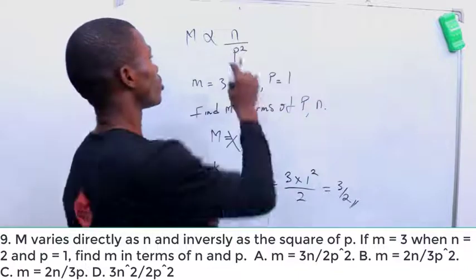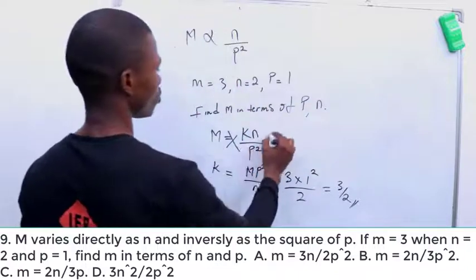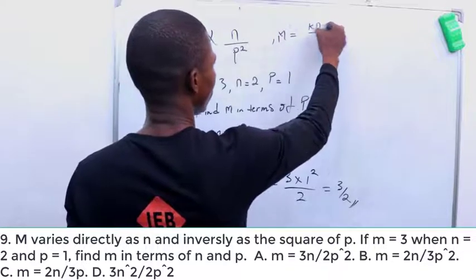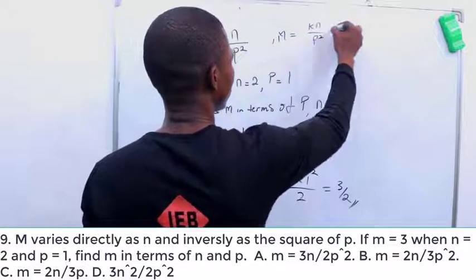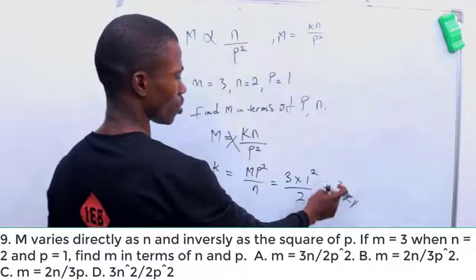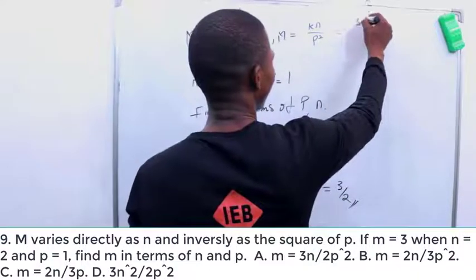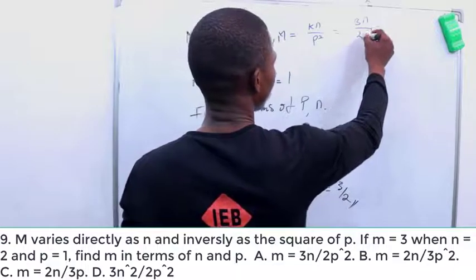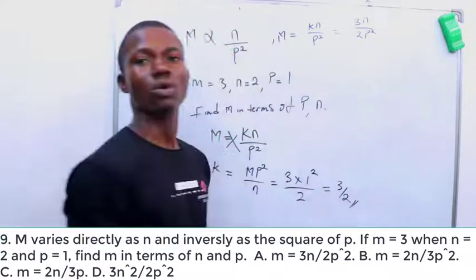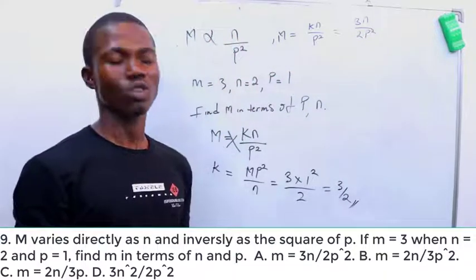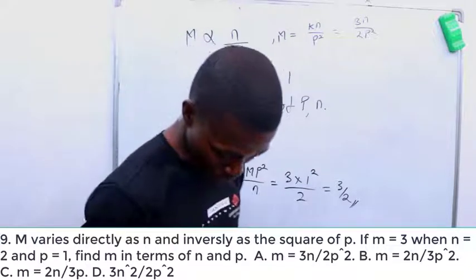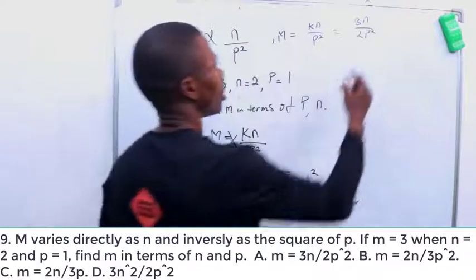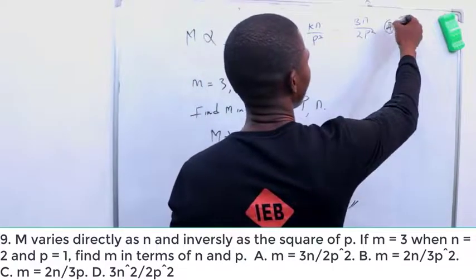That's all. So here is our question. Here is our equation: m is equal to kn over p squared, which will give us k as 3 over 2. That is 3n over 2p squared. So let's go to the options and check. That is option A. Our answer is option A.